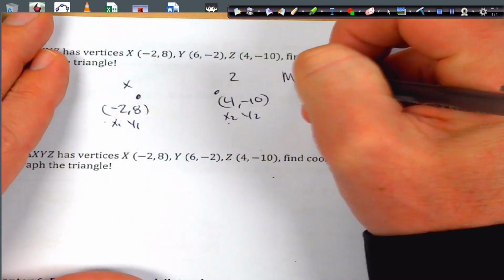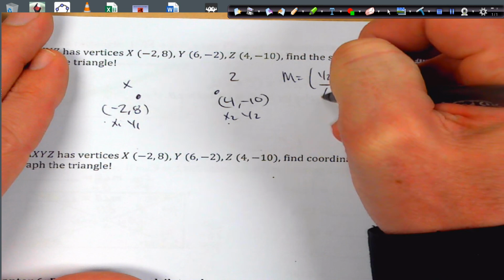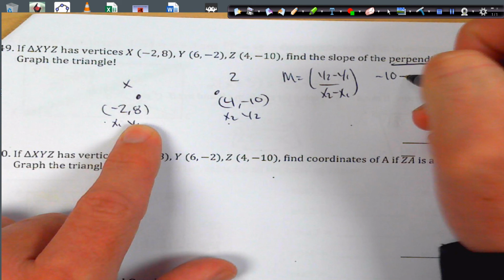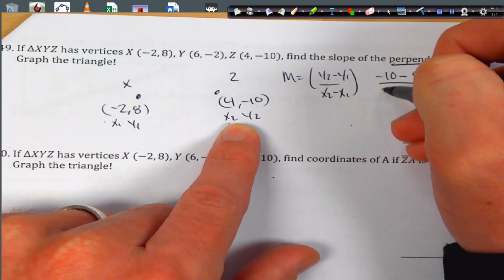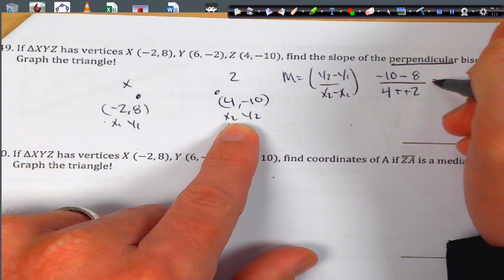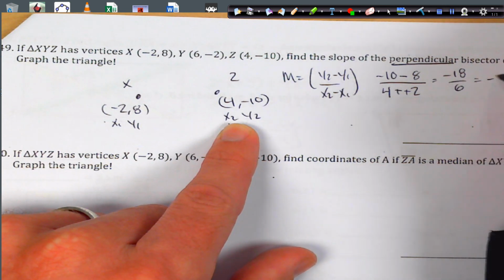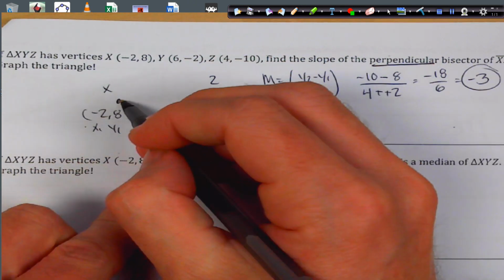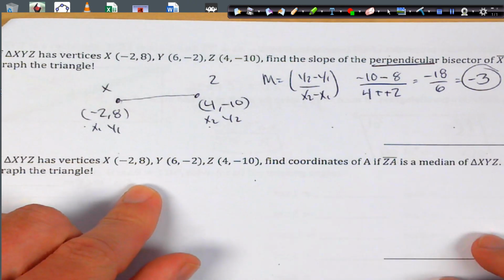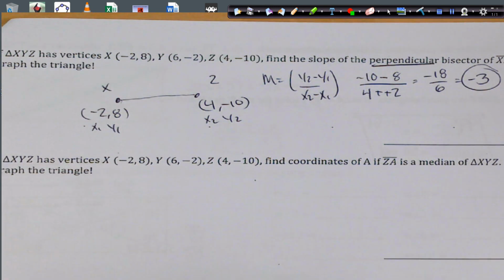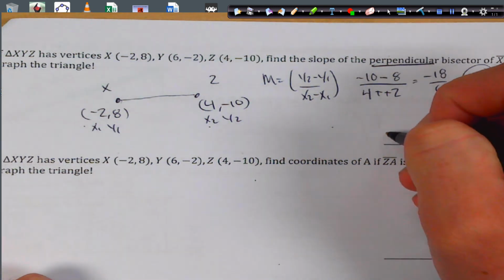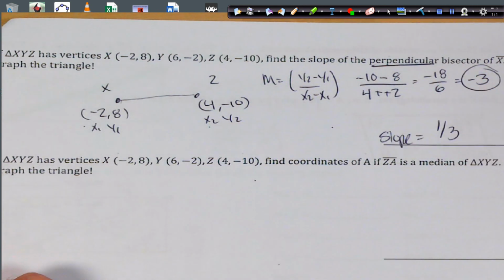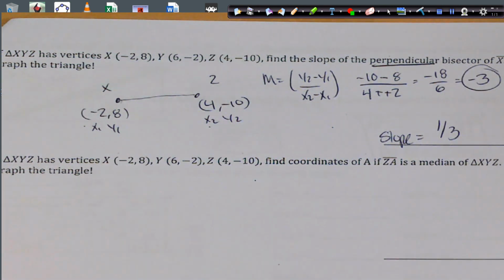So we're going to go back and use the formula we had earlier in this video. That's y2, -10 minus 8, over 4 minus -2, so they'll come positive. So we get -18 over 6, which is -3. So that's the slope of this line right here, from here to here is a slope of -3. It's a perpendicular bisector, which means you have to do the opposite reciprocal. So the slope is going to be the opposite reciprocal of that, which is a positive 1/3. Okay? So, pretty easy.